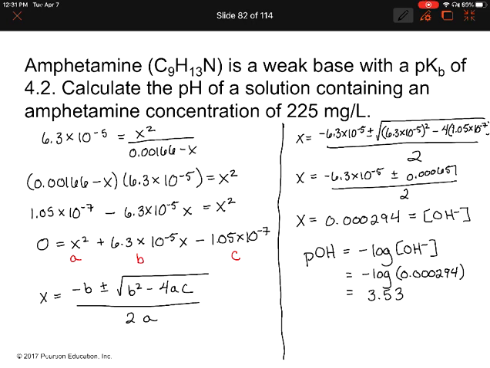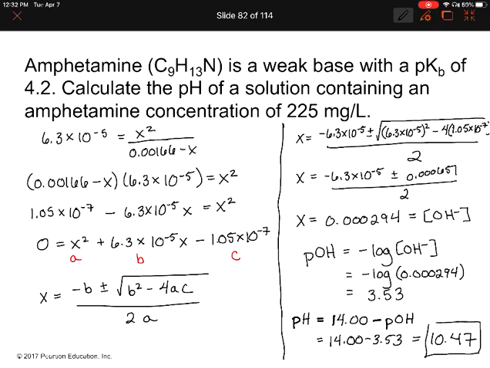Now to find the pH value, we're going to use the fact that pH plus pOH is equal to 14. So we can take 14 and subtract the pOH value. And we get a pH of 10.47. And remember that a high value of pH means we have a base. So that makes sense.